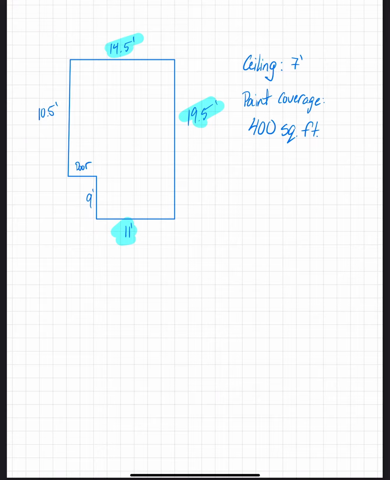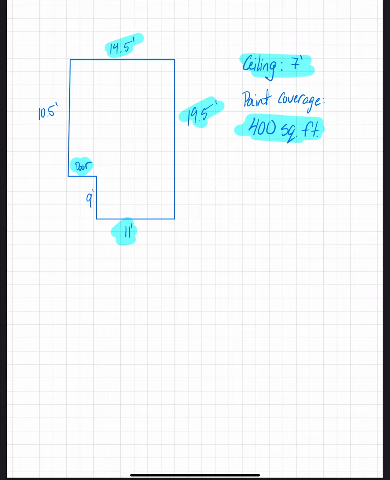I know I'm going to have to paint a little bit around it. It doesn't take the entire space, but I think for my calculations, it's going to work out. I'm going to have enough paint. My ceiling here is 7 feet tall. And my paint coverage taken from that table is that 400 square feet.